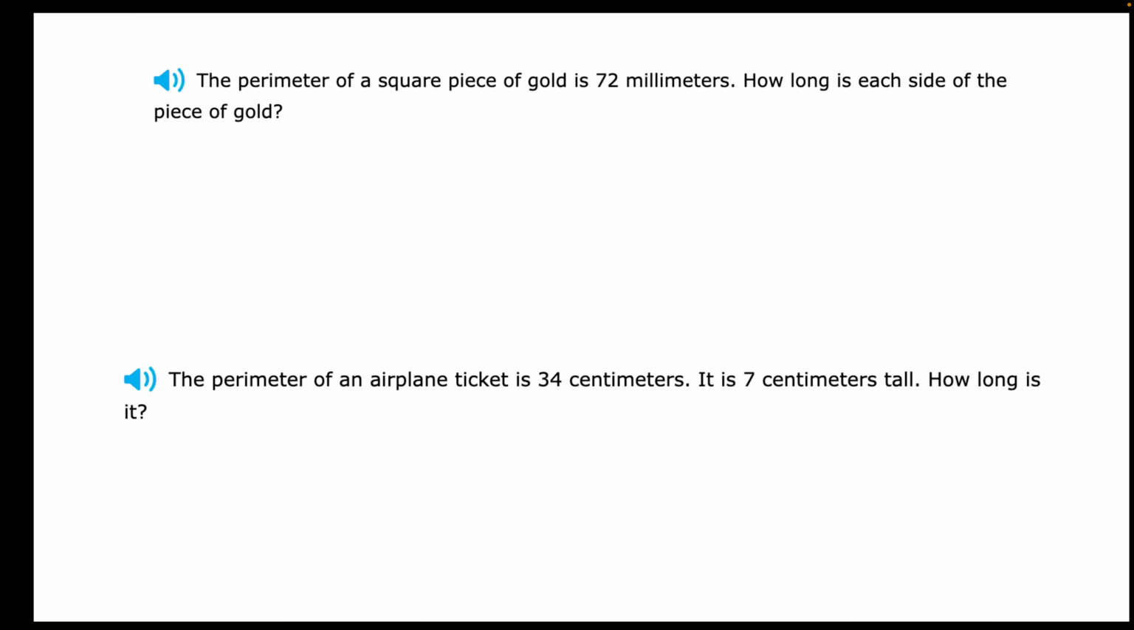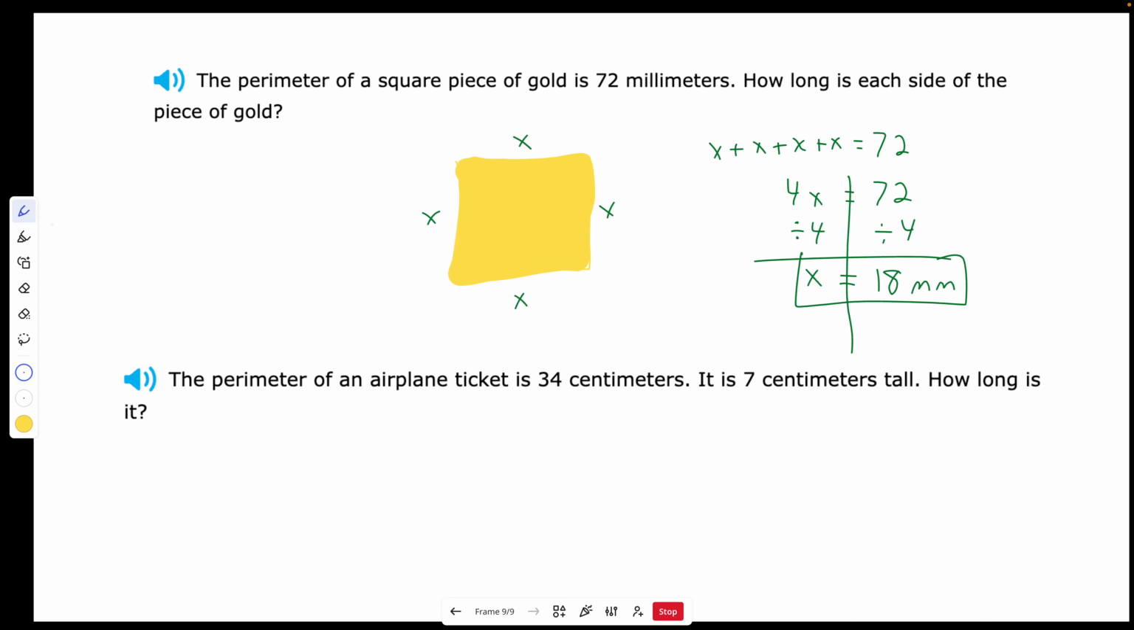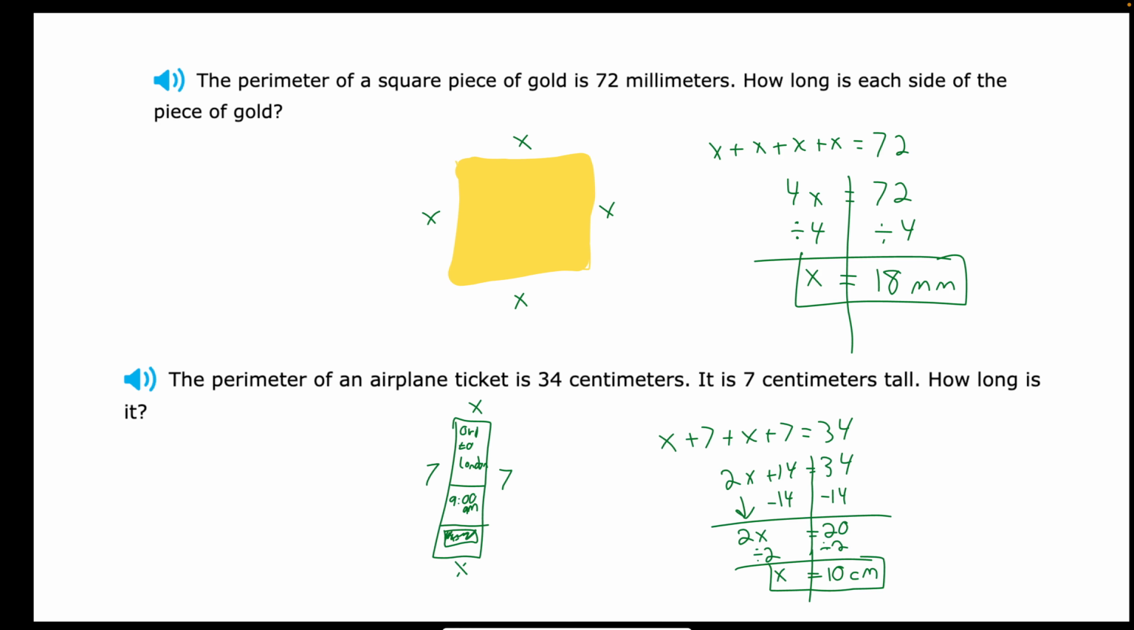Okay, now that you've had time to work these problems, let's check your solutions. For the first problem, here's my beautiful piece of gold. It's in a square. Here is the work. You should have gotten 18 millimeters. For the second problem, I have a plane ticket going from Orlando to London. It leaves at 9 a.m. The bottom there was supposed to be a barcode, just in case you were wondering. This is an x. Okay, and your final answer should have been 10 centimeters.